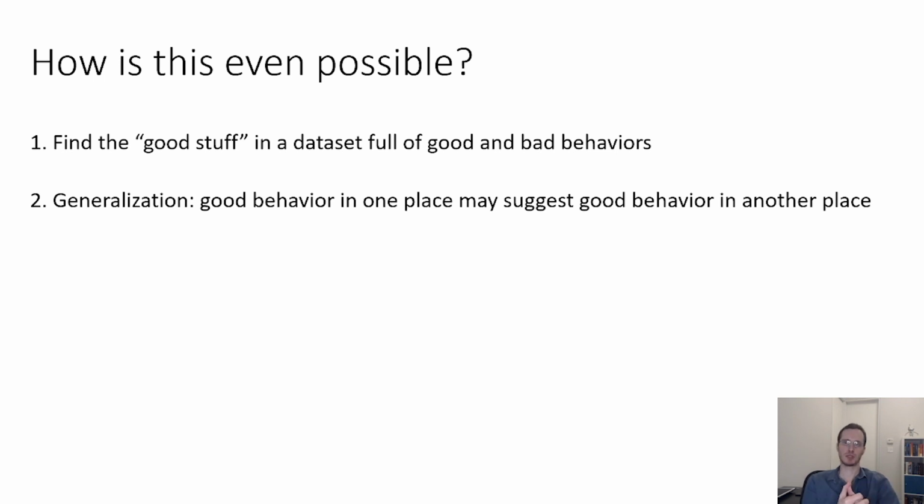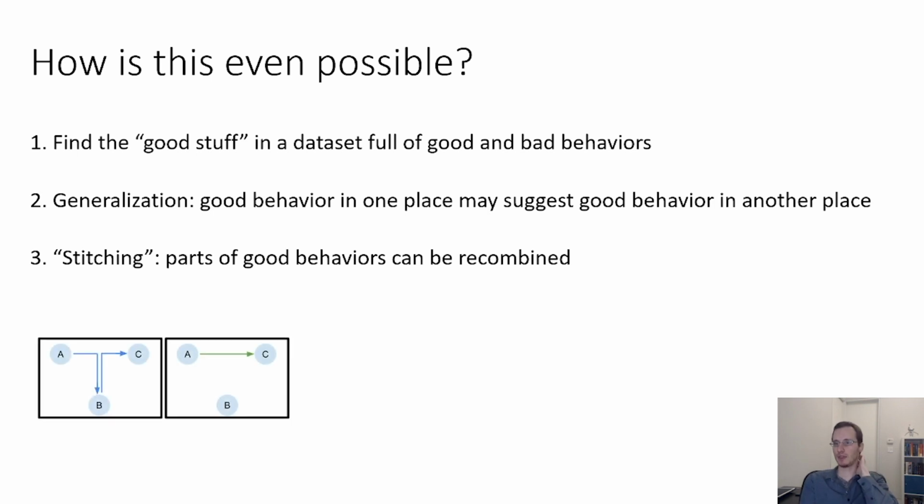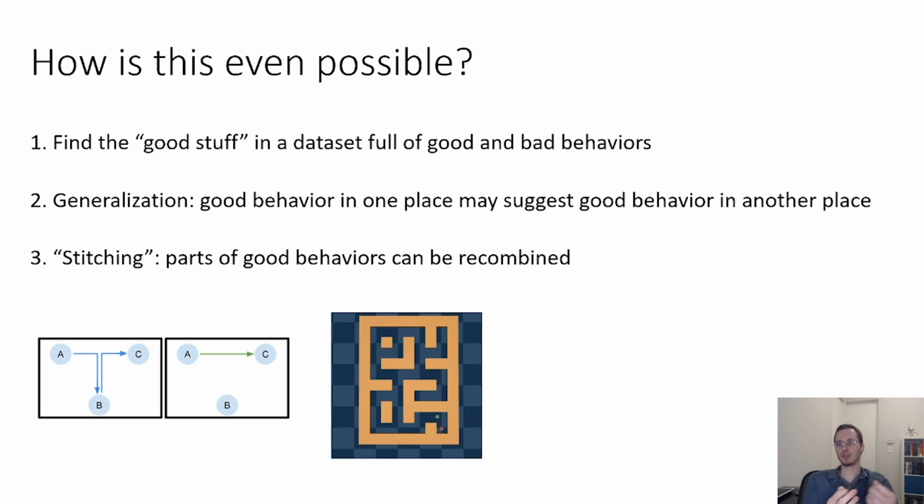Second, you might get meaningful generalization. Good behavior in one place might suggest good behavior in another place when your function approximator generalizes effectively. Third, there is a stitching effect that is possible. Parts of good behaviors in different places can be recombined such that even if you've never seen a single trajectory that performs the entire task, if you've seen parts of trajectories that perform parts of a task, you can recombine them in new ways. For example, if your training set contains some trajectories that go from A to B and some trajectories that go from B to C, you can combine these parts to figure out how to go from A to C.